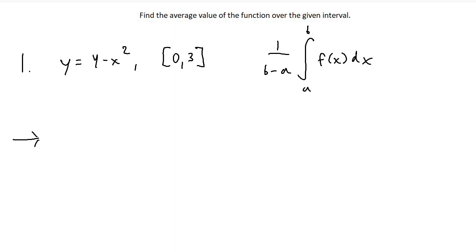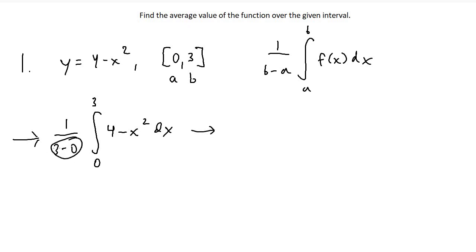So if we were to write the average value of this function, we would write 1 over b minus a. So this is our a value, 0, and our b value is 3. So we're going 1 over 3 minus 0 times the integral. We're going from 0 to 3. Those are our x bounds. Times the integral from 0 to 3 of f of x, which is 4 minus x squared dx. So just simplifying a little further, 3 minus 0 is just 3, so we have 1 over 3 times the integral from 0 to 3 of 4 minus x squared dx.